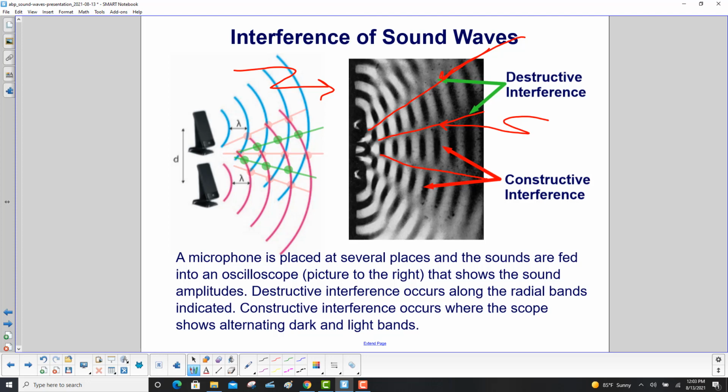Constructive interference occurs where the scope shows alternating light and dark bands, maxima and minima. So right there, you're going to have your constructive interference of your waves. Here, it's all white, you see nothing. Here you go maximum, then it goes to 0, then it goes to a negative maximum. So that wave is going to look like this. All right, and that's where you have constructive interference. Along here, your wave is doing this. They're canceling out.